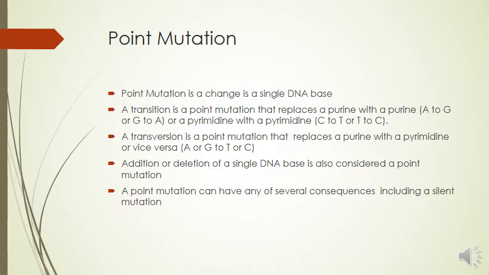A transversion is a point mutation that replaces a purine with a pyrimidine or vice versa, A or G to T or C. Addition or deletion of a single DNA base is also considered a point mutation. A point mutation can have any of several consequences, or it may have no obvious effect at all on the phenotype, acting as a silent mutation.